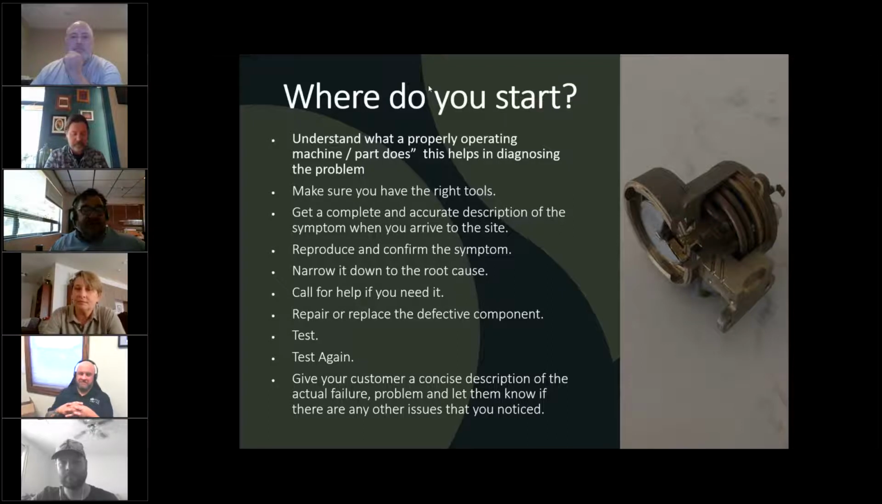Make sure that you have the right tools. Get a complete and accurate description of the symptom when you arrive at the site. All of us know this, and I have done this myself. The machine's not working. I have no steam, but my bar pressure is 9. So if my bar pressure is 9, why do I not have steam? Reproduce and confirm the symptom. It's not always clarified when your dispatcher tells you what it is. Narrow it down to the root cause, and then call for help if you need it.